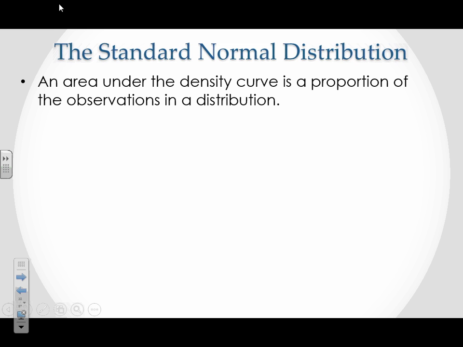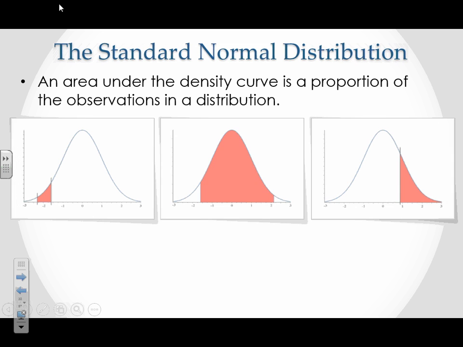So when we're talking about finding area under a density curve, we are going to be calculating a percentage or a proportion of the observations in that distribution. So when we draw our normal curve, one of the things we're going to be doing is standardizing our value. So we're going to be getting how many standard deviations above or below the mean we are. We're going to be looking at a specific range.